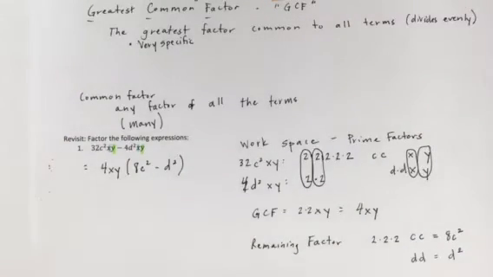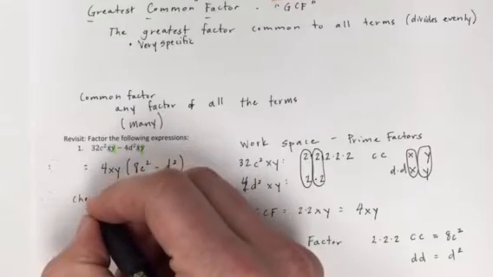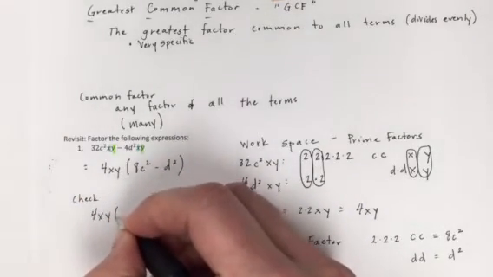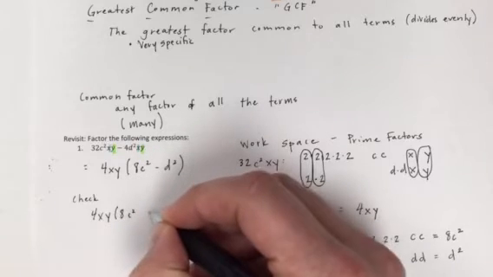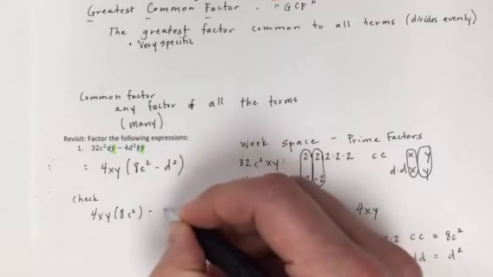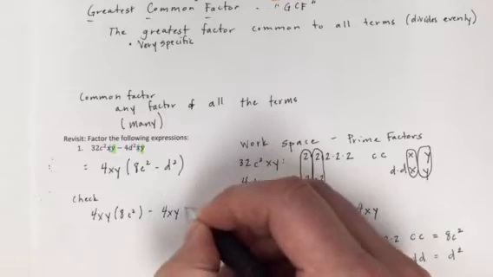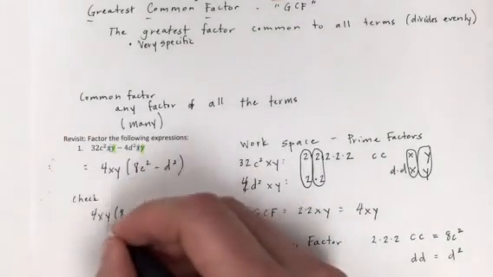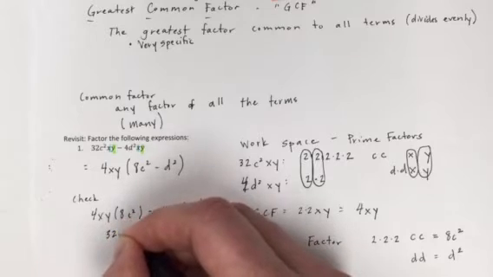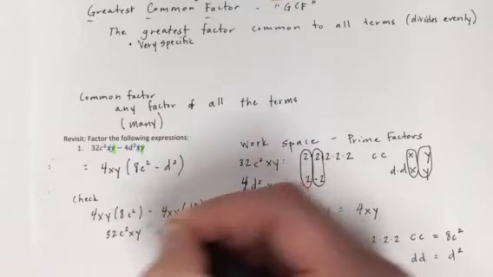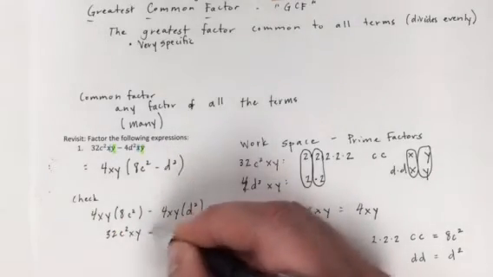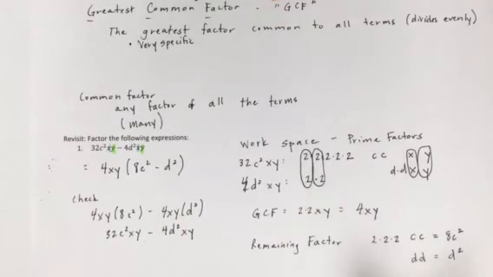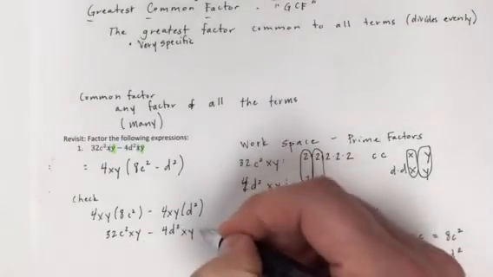Of course, you always check your work. And so I would have 4xy times 8c squared minus 4xy times d squared using our distributive property, which gives me 32c squared xy. We generally list things in alphabetical order. 4d squared xy. So it checks out.